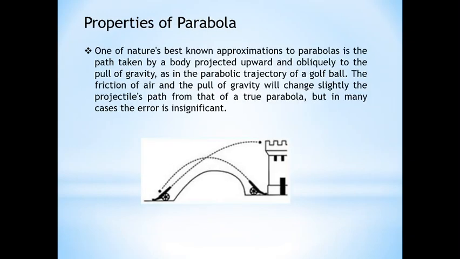So, properties of parabola. One of nature's best known approximations to a parabola is the path taken by a body projected upward and obliquely to the pull of gravity, as in the parabolic trajectory of a golf ball. The friction of air and the pull of gravity will change slightly the projectile's path from that of a true parabola, but in many cases, the error is insignificant. So, ito yung sinasabi kanina, noong 17th century. Ito yung na-discover ni Galileo, na ang projectile is moved through parabola.